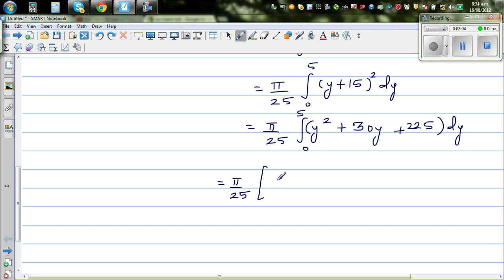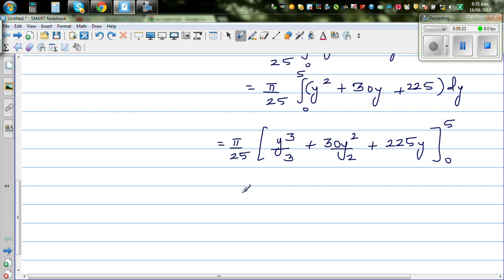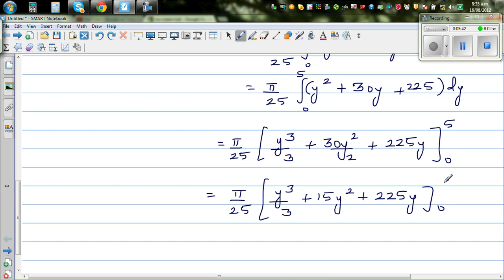times, integrating this, y cubed over 3 plus 30y squared over 2 plus 225y, and put the limits of integration from 0 to phi. Okay, so now you have to put the value. So let us simplify this slightly more. This is pi over 25 times y cubed over 3 plus 15y squared plus 225y, from 0 to phi. Okay, 30 divided by 2 is 15. Now you have to put the upper limit of phi and take away the lower limit of 0.